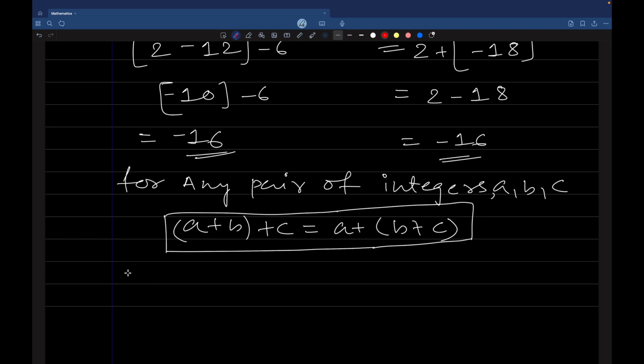Hence we can say that integers are associative. Now let's check the theory part.